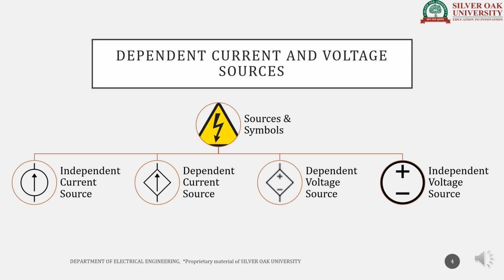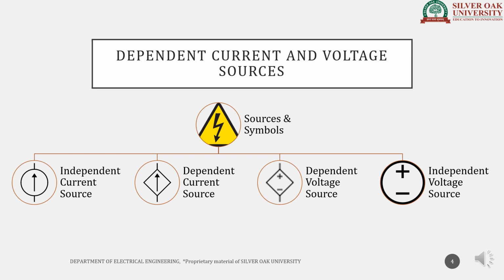Next, we have dependent voltage sources. Similar to dependent current sources, dependent voltage sources are controlled by other circuit parameters. These sources can be expressed as a function of voltage or current in other parts of the circuit. The symbol for a dependent voltage source consists of a diamond shape with a controlling variable or equation labeled inside. Dependent voltage sources are widely used in various circuit designs, such as voltage regulators, oscillators, and sensors.